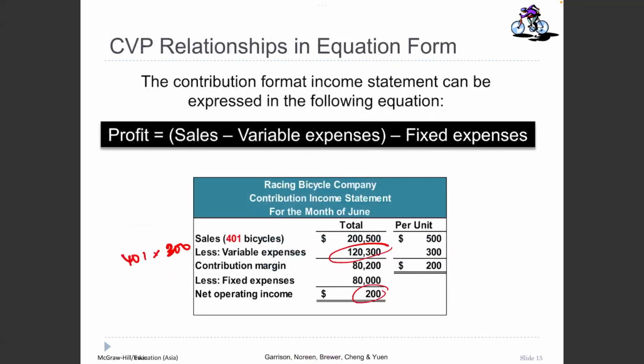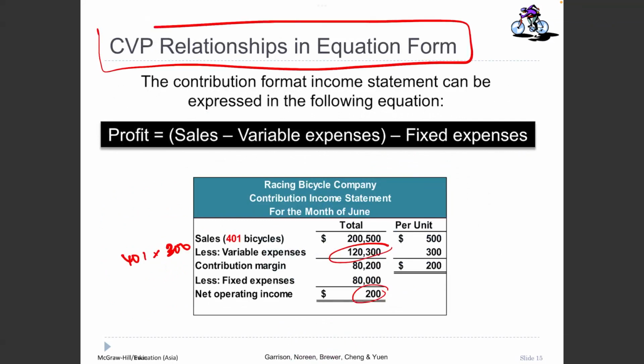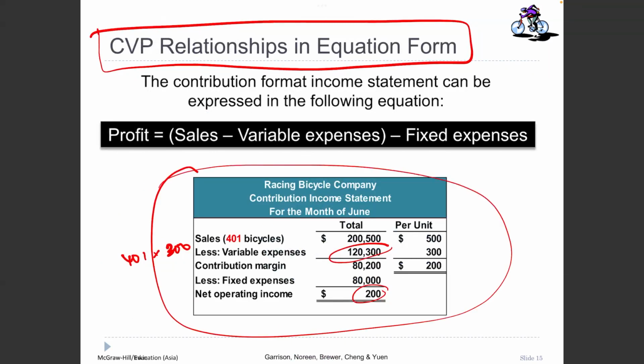Before that, we look into the equation form first. The contribution margin income statement can be expressed in the following equation. Rather than drawing it up like this, you can use this formula. Profit equals sales minus variable expenses, then you minus fixed expenses. You need to minus the variable expenses first, and only then deduct the fixed expenses. So let's have a look.